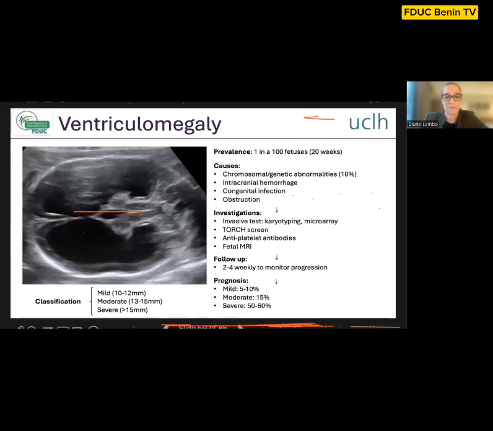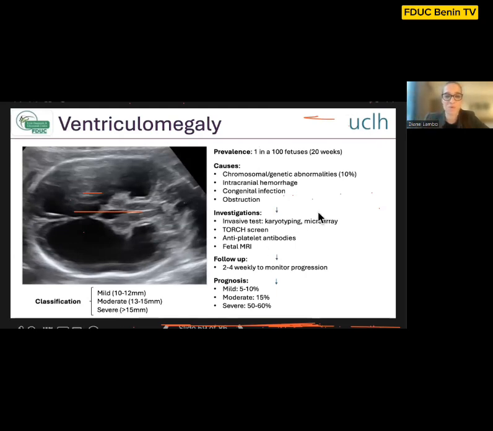So what are the common abnormalities that you might see in examining the brain? Ventriculomegaly is one of the most common referrals that we have. About 1% of fetuses will have this at their 20-week scan, to various degrees of severity. So mild is where the ventricles measure anything between 10 and 12. Moderate is between 13 and 15. And severe is when the ventricles measure greater than 15.